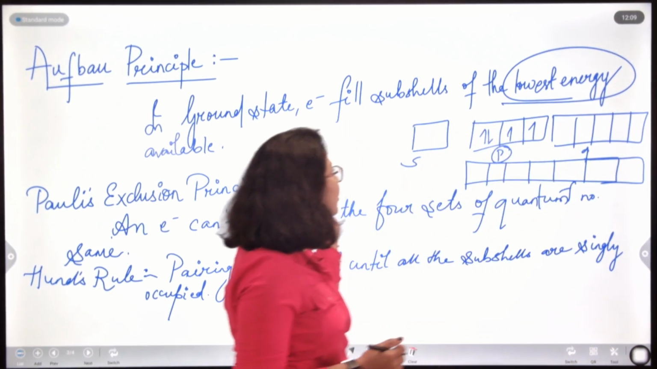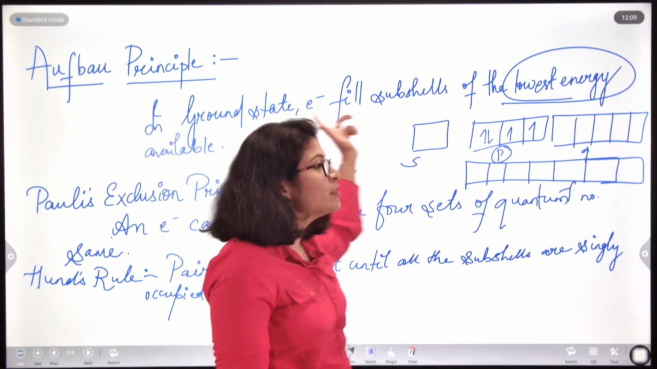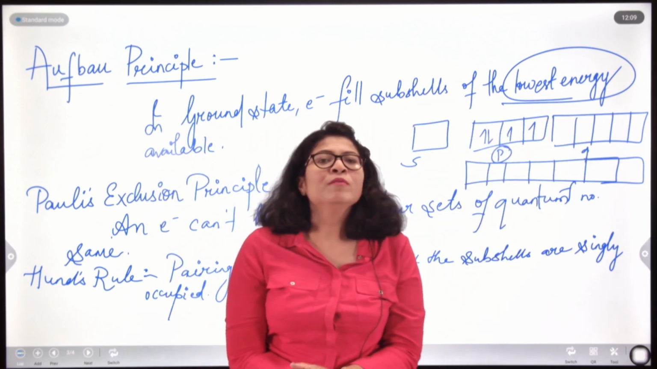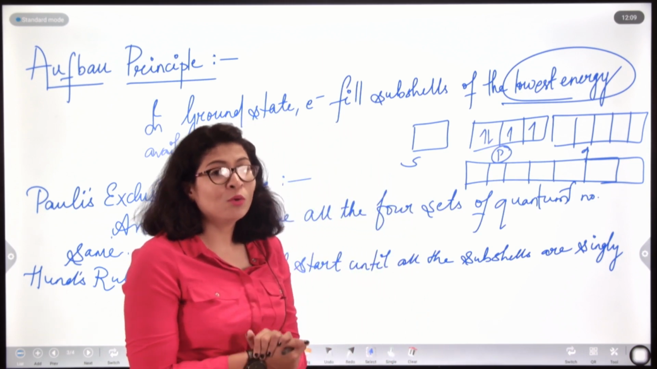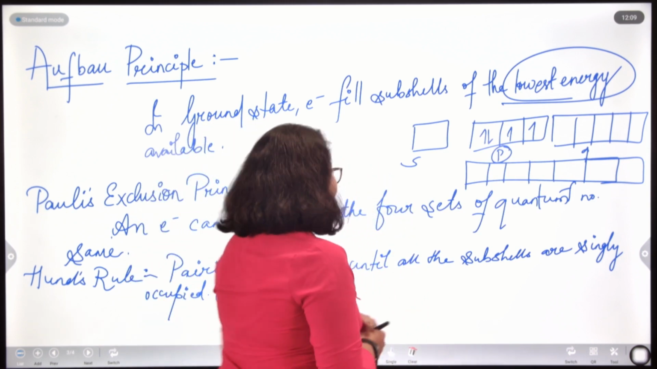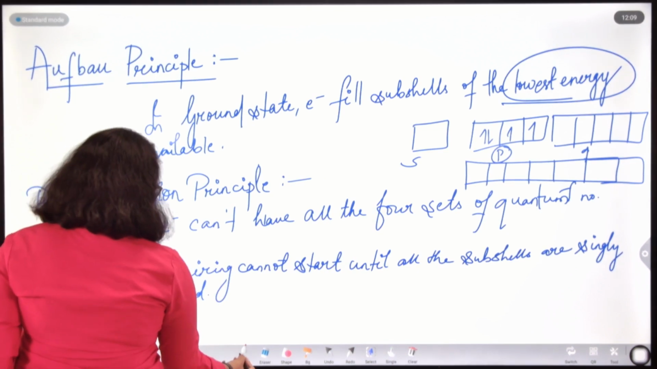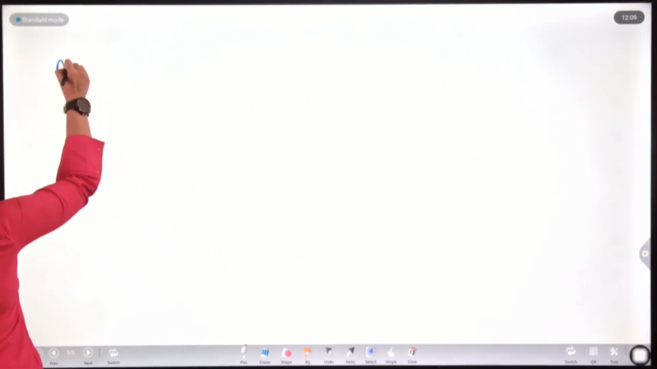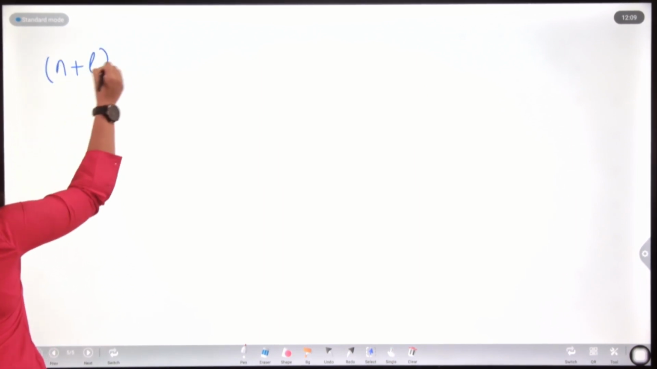Now, students, here you came across a term called lowest energy orbitals. So, what is a lowest energy orbital, or what will determine whether an orbital is a lowest energy orbital? For that also we have a certain rule. First of all, it's called the n plus l rule.